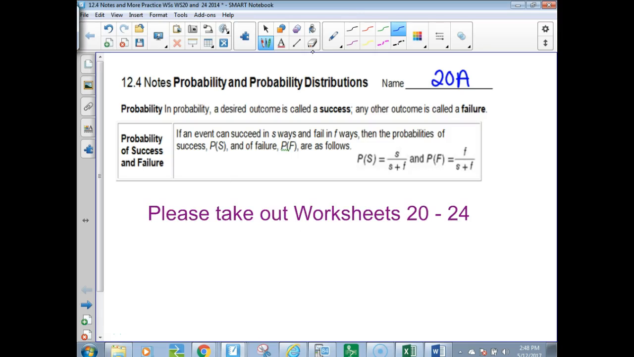Okay, we're starting today on worksheet 20, notes on probability and probability distributions. The probability of the success or failure of an event occurring: the probability of success would be the number of successes divided by all possible outcomes. We're going to be doing combinations for this. Failure is the number of possible ways of failing over all possible outcomes. S plus F just represents all possibilities.